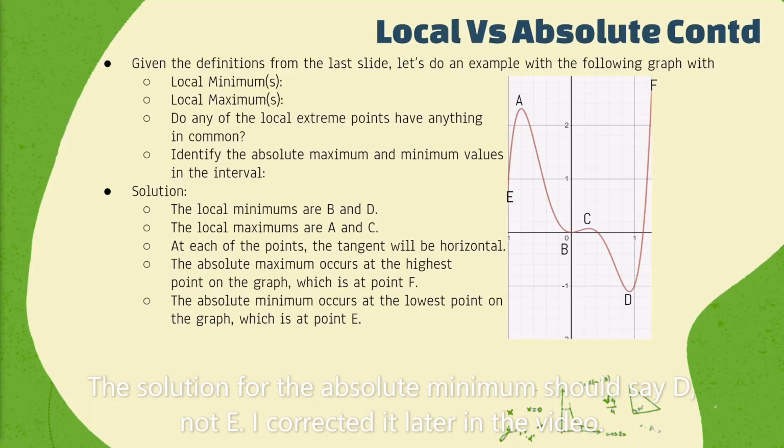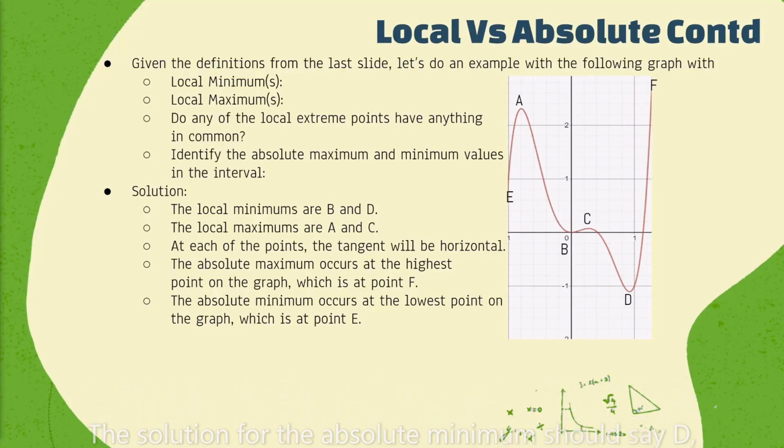So using the definitions we just saw on the previous slide, let's try to do this very simple example. Over here, we're given the graph of the function f of x, and we have to find out its local minimum, local maximum. We need to locate any in-common characteristics between the local maximums and the local minimums. And then we also need to identify the absolute max and the absolute minimum values in the given interval. The interval in this case is of course how big the picture is. We don't see any arrows coming off of the graph, which we could conclude is where the interval has ended.